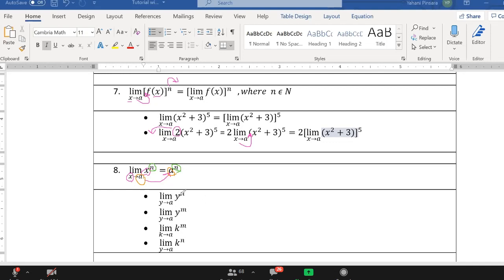Here, firstly you have to find whether your limit's variable is there in the function and there is a power. In that case only you can apply this rule. So here the answer is a to the power n, the nth power of the approaching value, a to the power n.